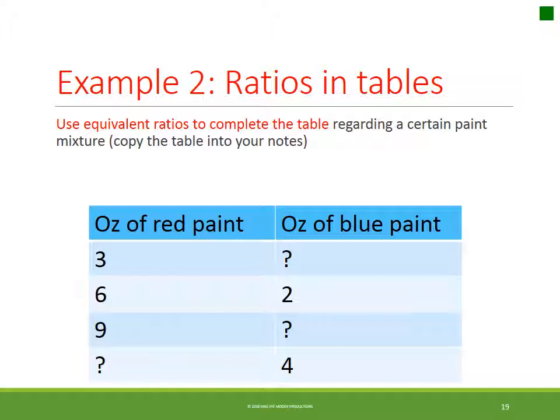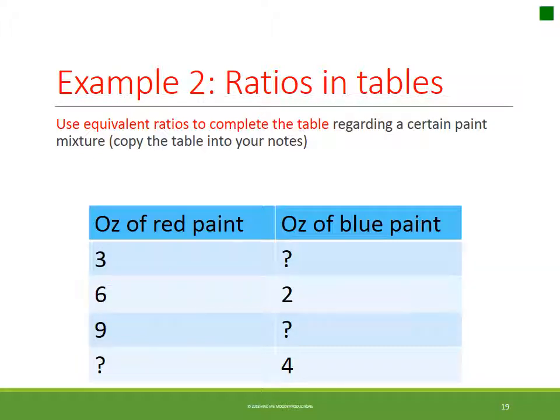Let's do another example. Use equivalent ratios to complete this table, and here we've got a certain paint mixture. You want to make sure you copy this table into your notes, especially paying attention to the question marks. We have a new question mark here. There are 3 instead of 2. So let's take a look at the ratio we are given. You always want to look at the full ratio. Whatever full ratio you're given, that's where you want to start.